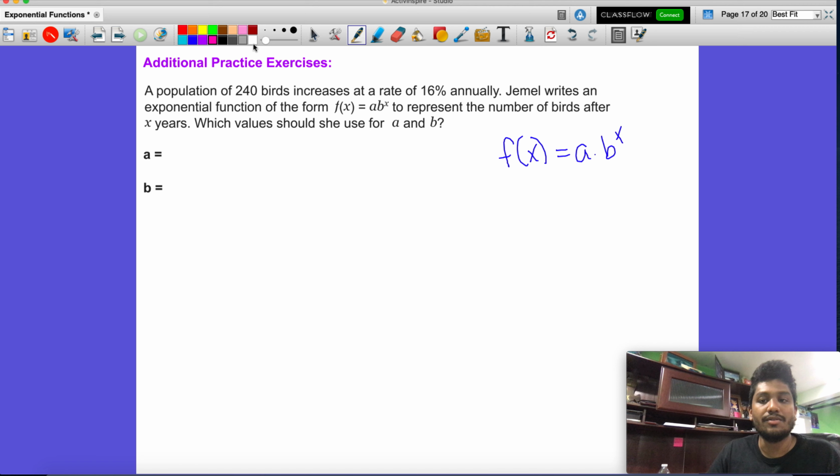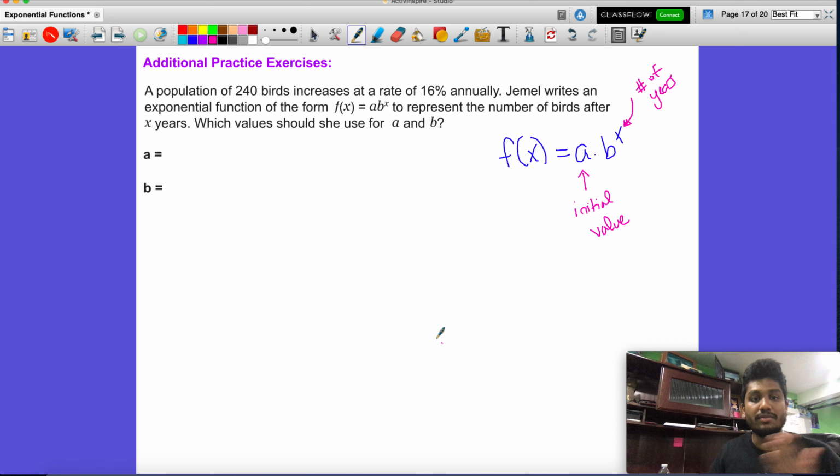All right, so first thing, x represents the number of years. Okay, a, as we just said, was the initial value. So what do you think the initial value would be for this problem? Well, what's the problem even about? It's about birds and the population of birds that's increasing. So the initial value for this would be 240 birds. And this is going to be the growth rate.